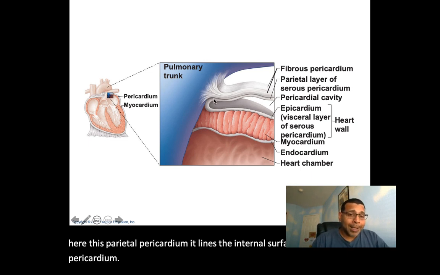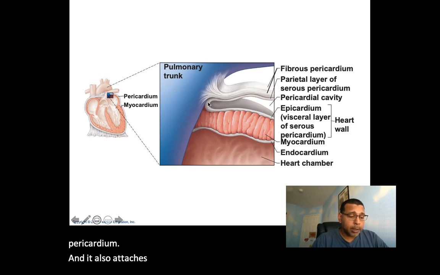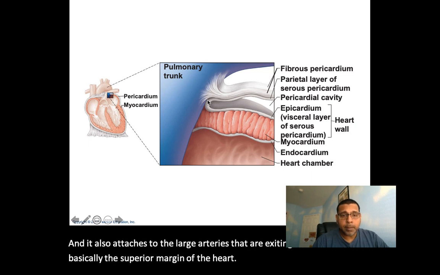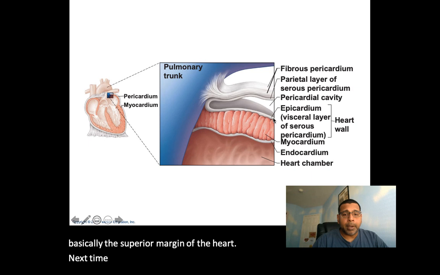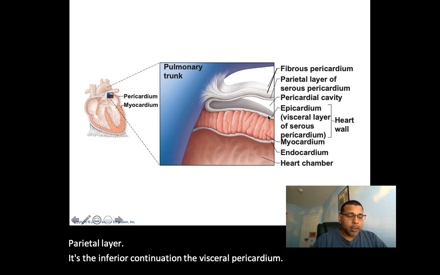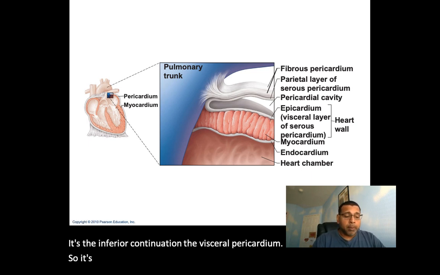And it also attaches to the large arteries that are exiting the heart at basically the superior margin of the heart. Next, then we have the visceral pericardium. The visceral pericardium is the inferior continuation of that parietal layer. It's the inferior continuation from the large arteries over the external heart surface.